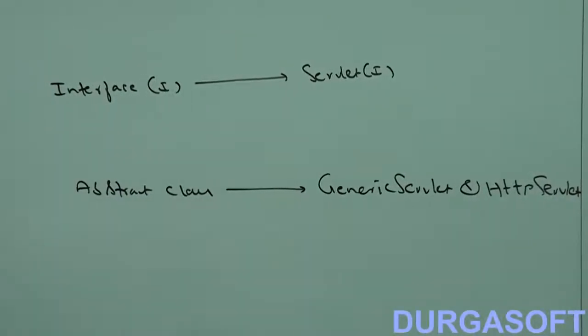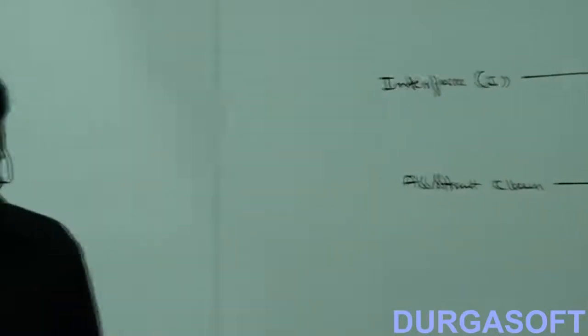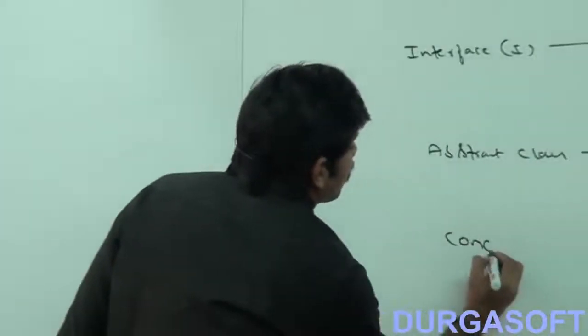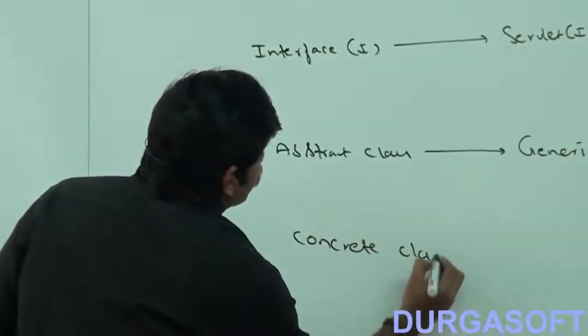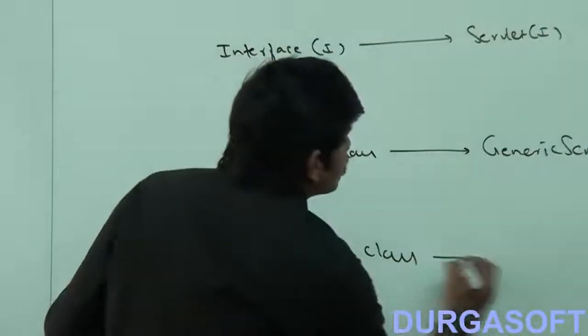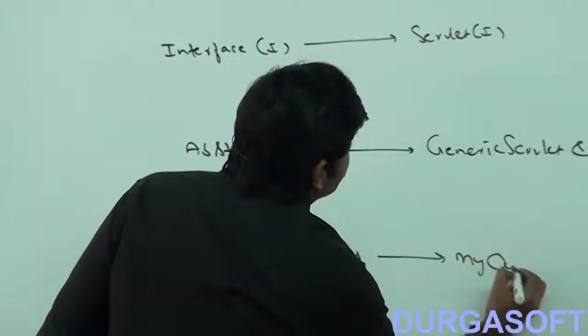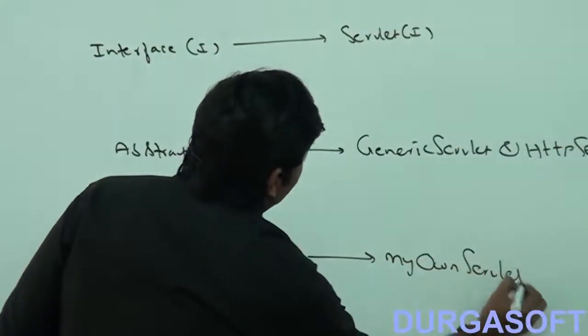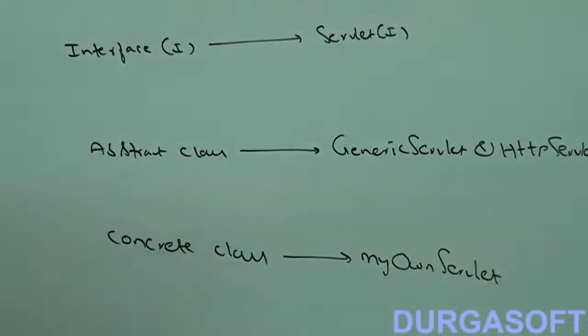Suppose we are talking about implementation completely, and we are ready to provide service. If you want, you can create my object and call any method, and my method is in a position to provide a response. Then we should go for concrete class. For example, my own servlet. Whatever servlets we write ourselves are nothing but concrete classes.